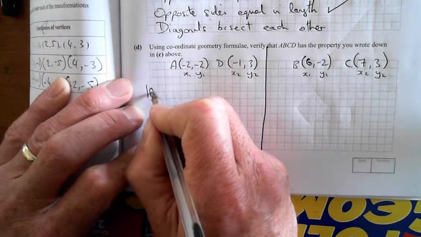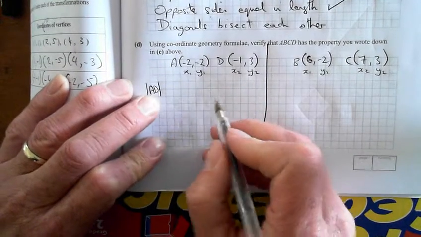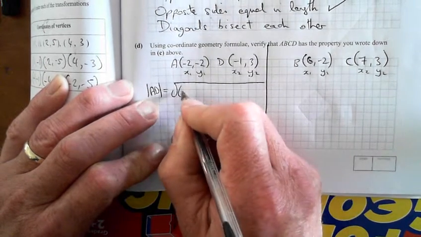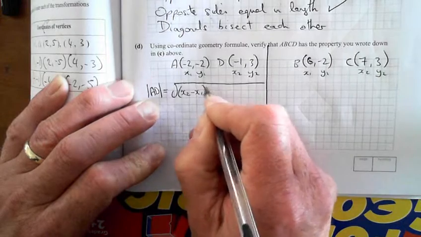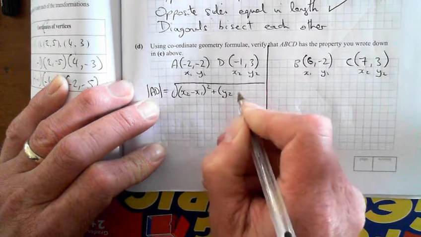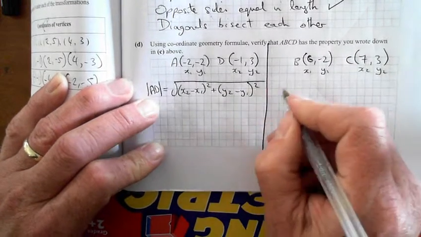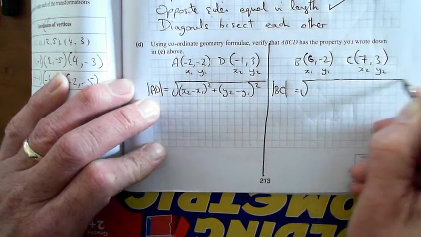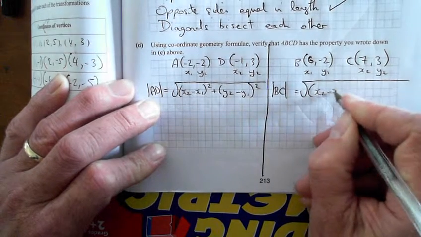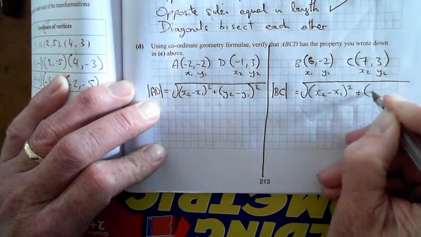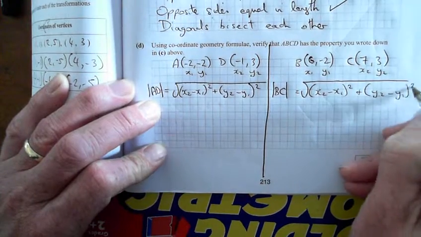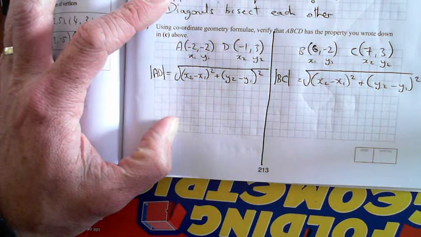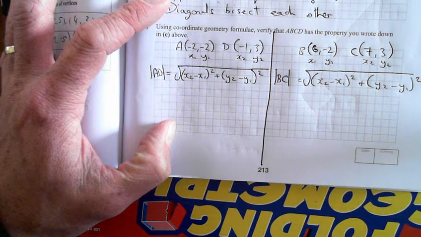Right, so the length of the line AD, that's how you write it. We'll write down the length of the line formula: the square root of x2 minus x1 squared plus y2 minus y1 squared. And over here we'll get the length of the line BC, with the same formula. Alright, can everybody see clearly? We'll zoom in a bit so you can see.